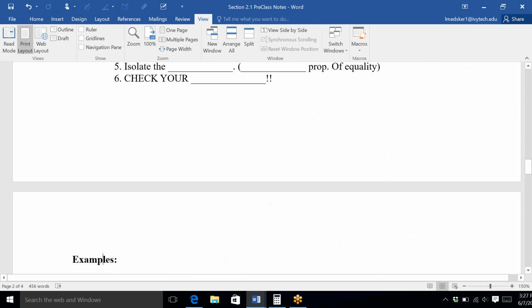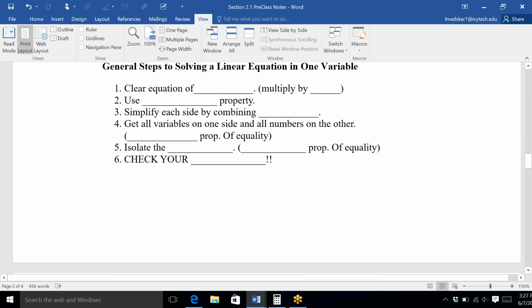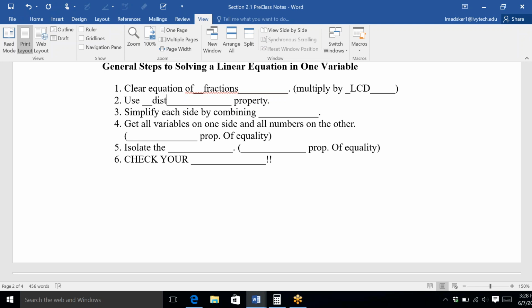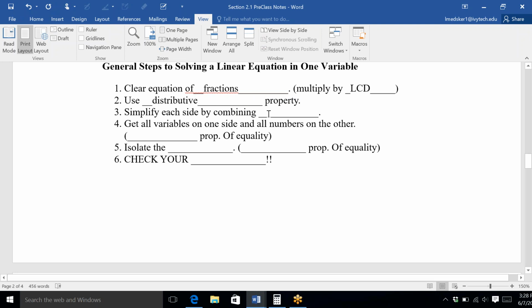And here are our general steps to solve, and then we're going to get into our examples. First thing you want to do is clear your equation of any fractions, if they exist, just because that makes life easier. Multiplying by the LCD will help you with that. If you see any distributive properties, you'll want to do that next. If you have like terms on individual sides, like two things on the right side that are like terms, or two things on the left side that are like terms, you want to combine those next.